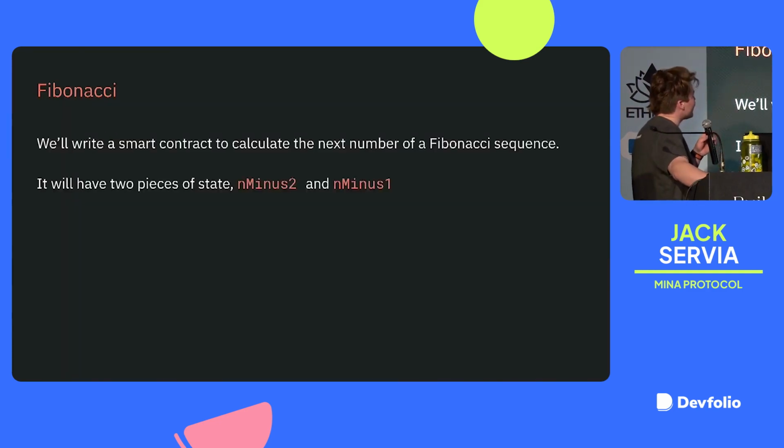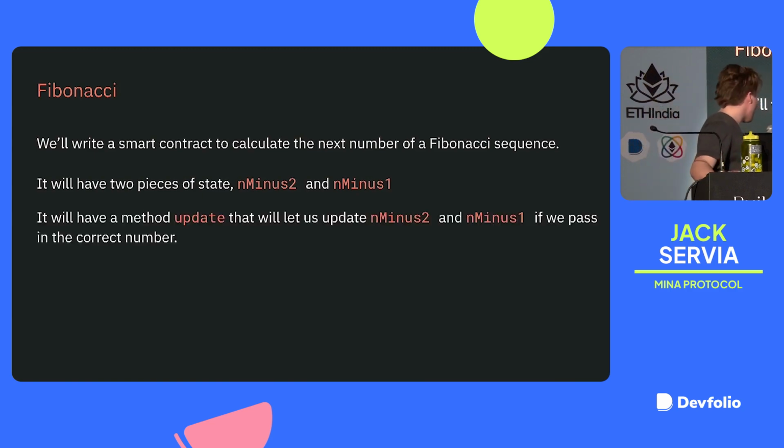We're going to write a smart contract that calculates the next number of the Fibonacci sequence. And it'll have two pieces of state, n-2 and n-1. And it'll have a method update, and so this will let us update n-2 and n-1, but only if we pass in the correct number, the correct next number in the sequence.